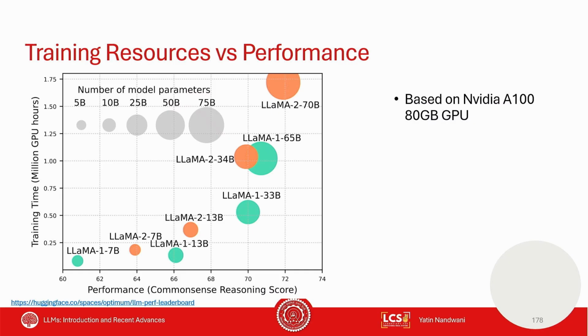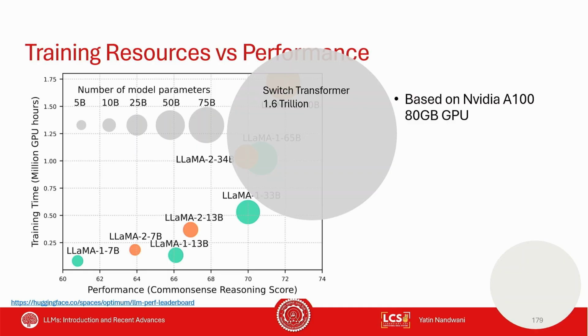But then again, going back to the first slide that we had, this almost 75 billion model takes 1.75 million GPU hours, right? Now there is a model, Switch Transformer, which is 1.6 trillion. How much time will it take? At least 5 to 6 times of this. So what should we do?